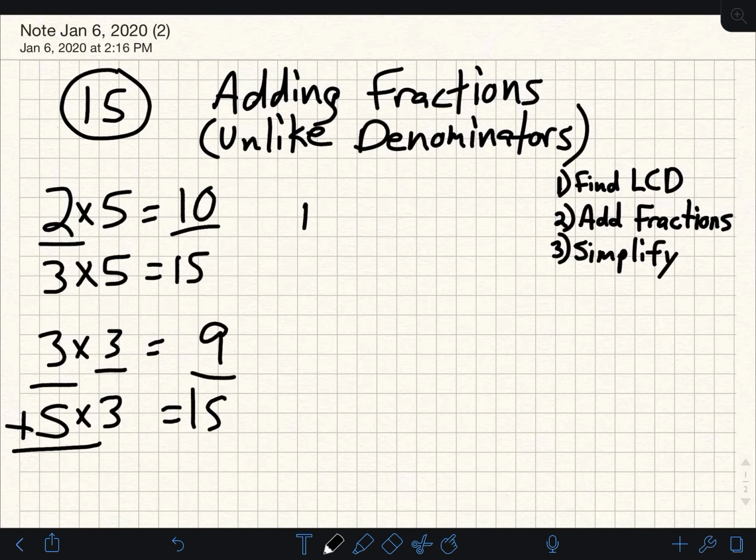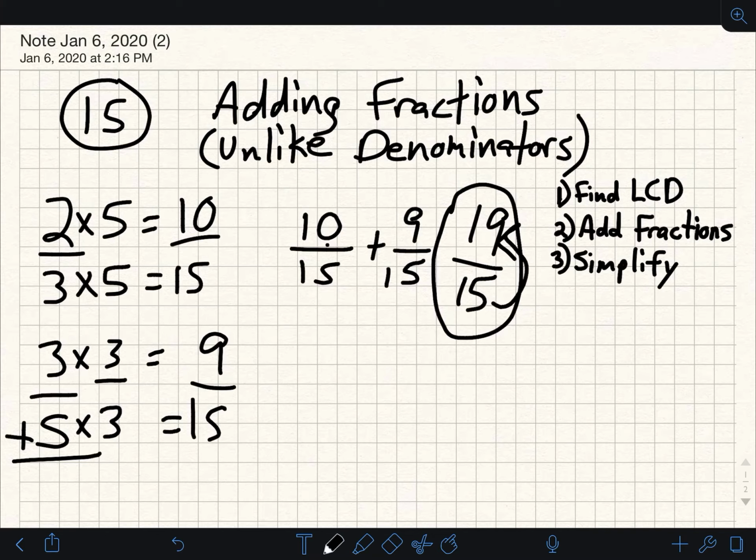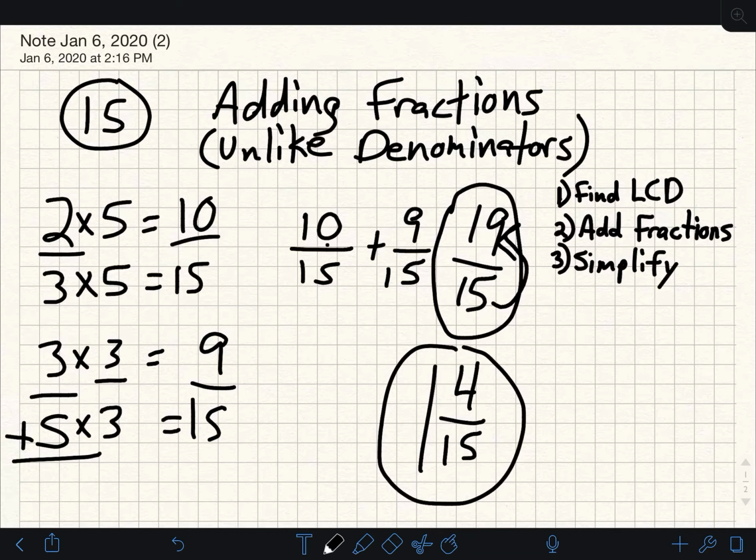So we have 10/15 plus 9/15. 10 plus 9 is 19/15. And this is an improper fraction. So we ask ourselves, how many times can 15 fit into 19? 15 goes into 19 one time. There are 1, 2, 3, 4 leftovers, so 4, and then our denominator stays the same. So the answer to this would be 1 and 4/15.